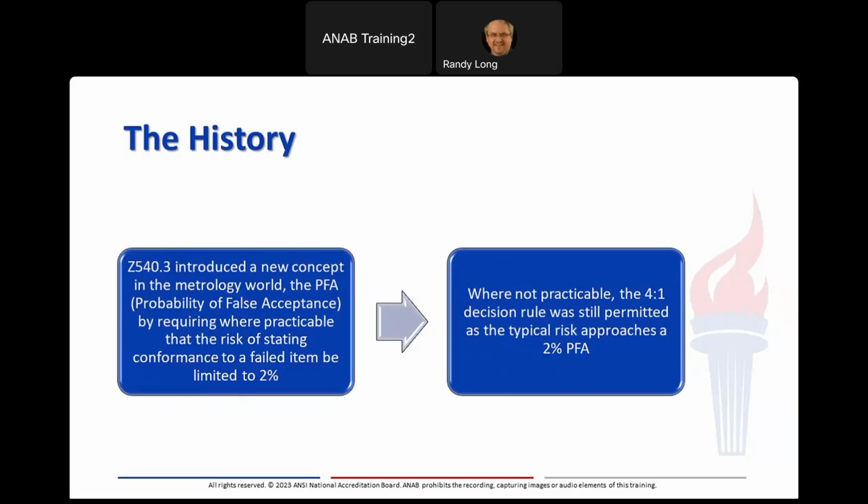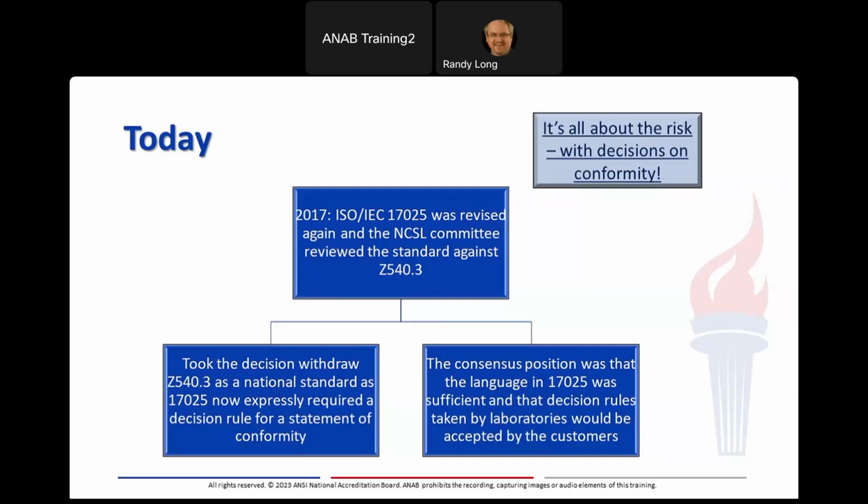Z540.3 came along and introduced a new concept in the metrology world called the PFA, or probability of false acceptance. And this required, where practicable, that the risk of stating conformance to a failed item be limited to 2%. Where not practicable, the 4-to-1 decision rule was still permitted, as a typical risk approaches a 2% PFA goal that they had. Again, it's all about the risk with a decision on conformity. If you call it pass, is it really passing?